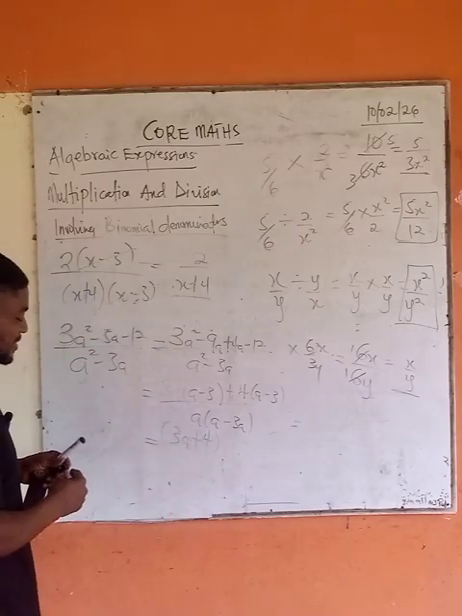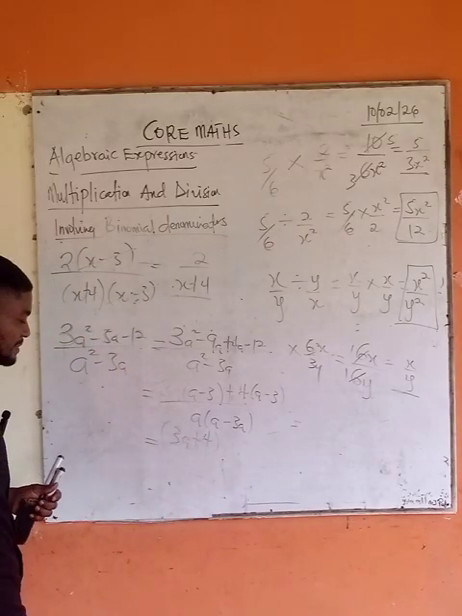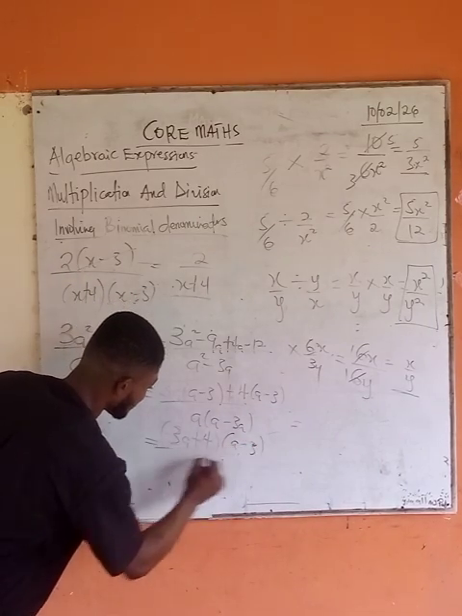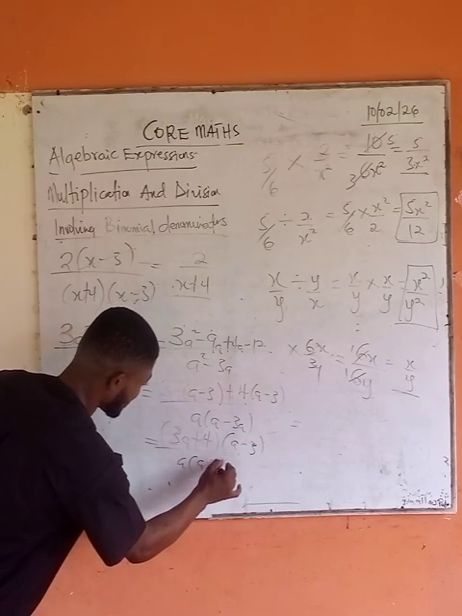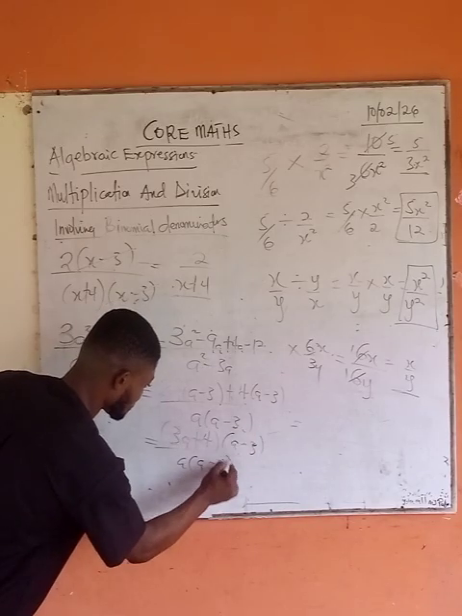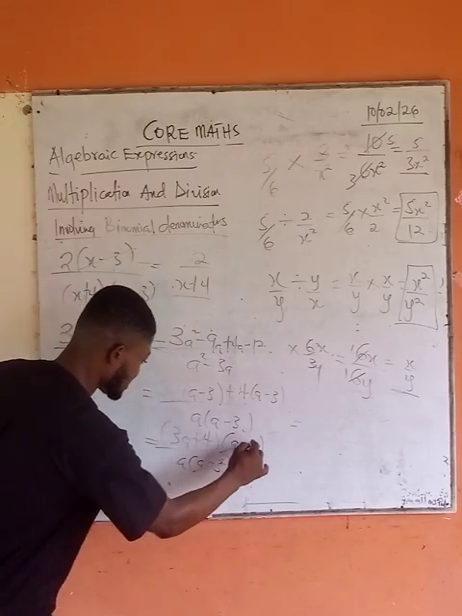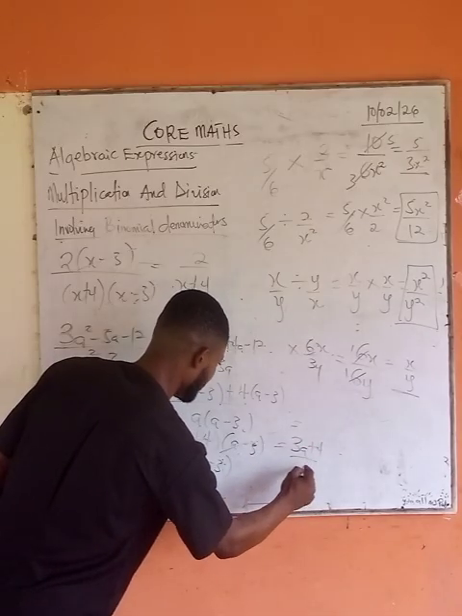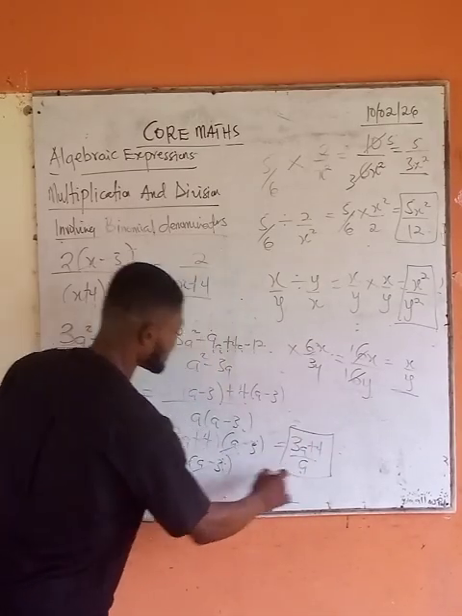Pardon me, my markers are not allowing me to write properly. Then a minus 3 all over a bracket a minus 3. So this takes away this, leaving 3a plus 4 out of a. I have something like this.